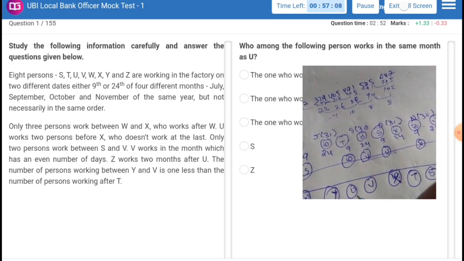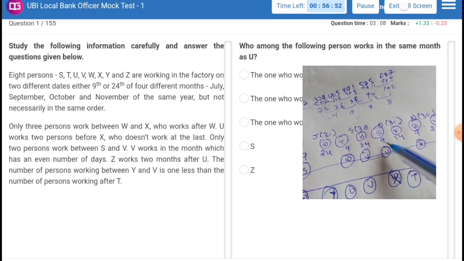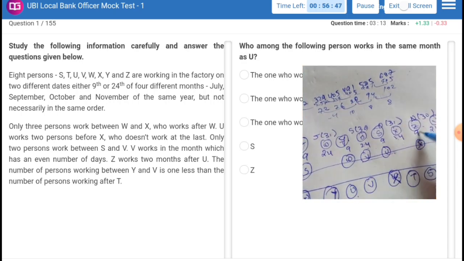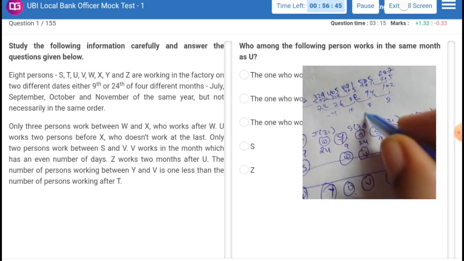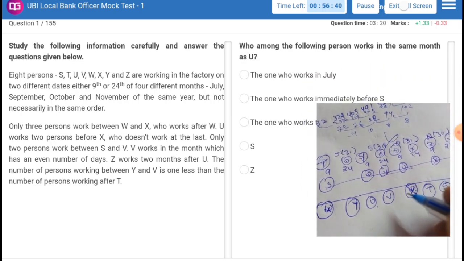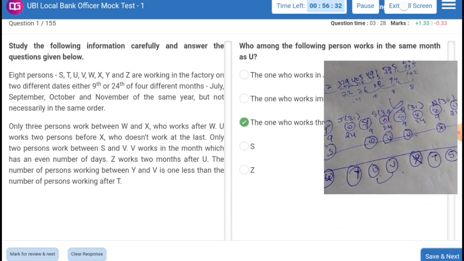So Z is 2 months after U. Between Y and V is 1 less than the number after T. So this is not true. And who among the following is in the same month as U, that is V. So after W and July.